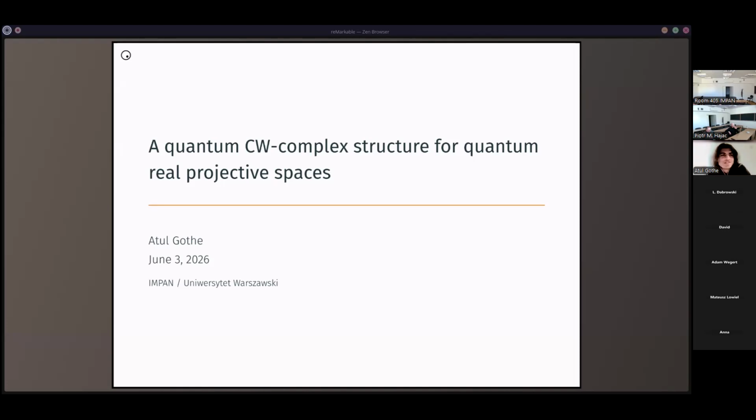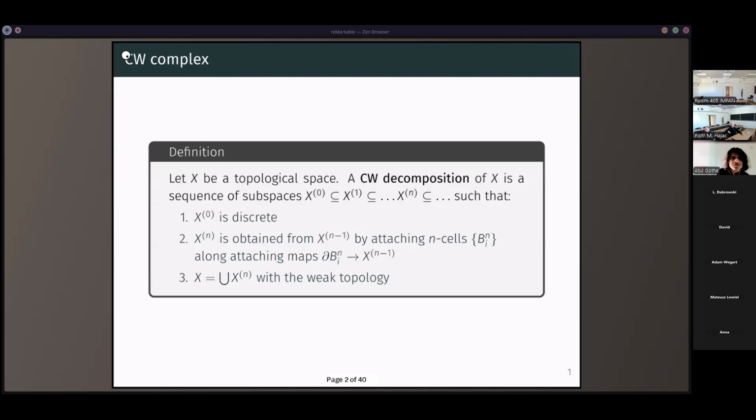Yeah. Thank you for the kind introduction. As the title suggests, I'll talk a bit about the quantum CW complex structure for quantum real projective spaces. I'll come to what each of those things mean. So I'll just refresh what we mean by CW complex classically.